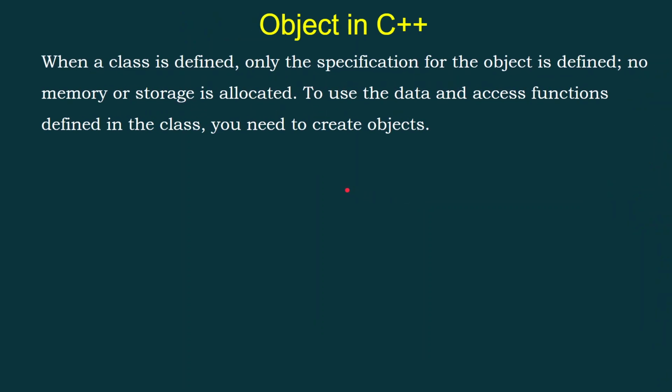So now let us define the object of a class. When a class is defined, only the specification of the object is defined. No memory or storage is allocated. That means when you define a class, only the template is formed, only the structure is formed. Real memory is not allocated. That is done only when you create an object for the class.